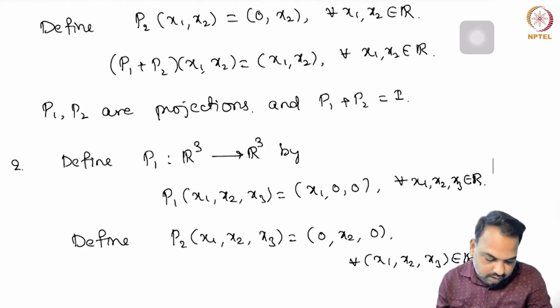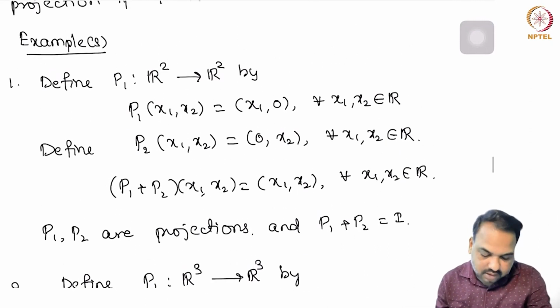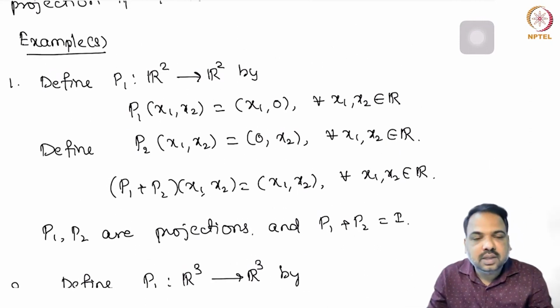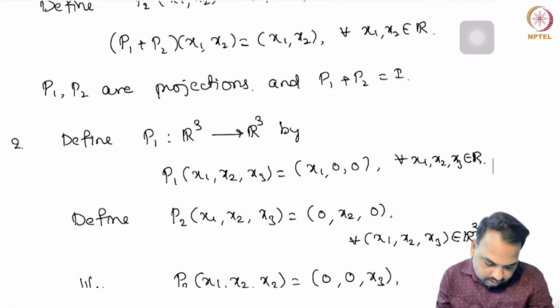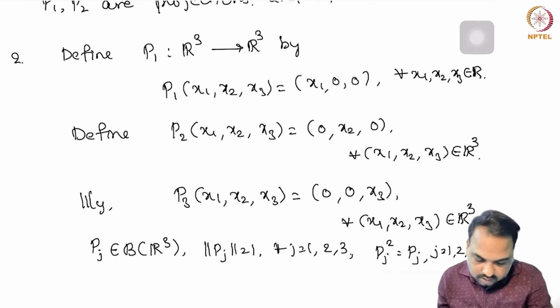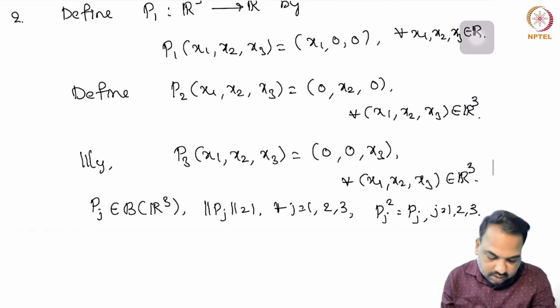Now if you look at these two examples, the range of P1 and the range of P2 are orthogonal to each other. In the first example, the range of P1 is the x-axis and the range of P2 is the y-axis. Similarly, in the second example, the range of P1 is the x-axis, the range of P2 is the y-axis, and the range of P3 is the z-axis. That means all the ranges are orthogonal to each other.